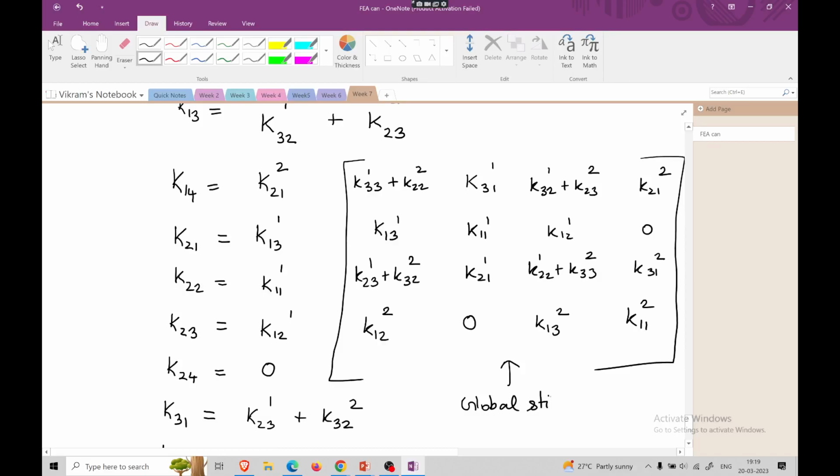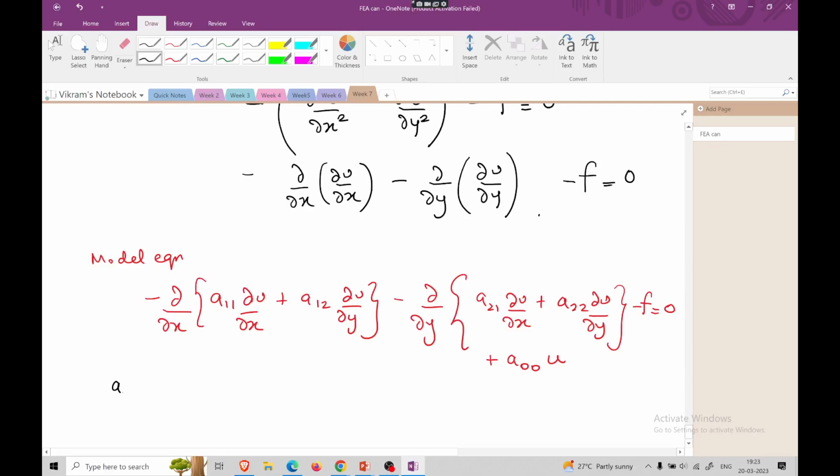Okay, additionally there was... so can you compare these two equations and tell me what are the values of a11? Just simply compare both these equations. What will be the value of a11?